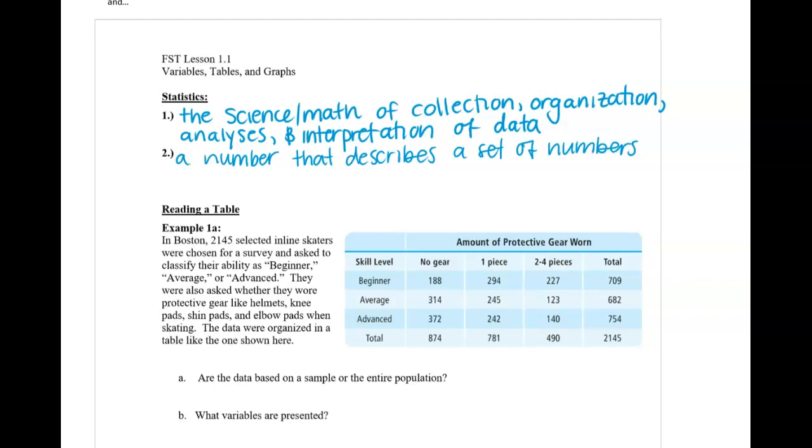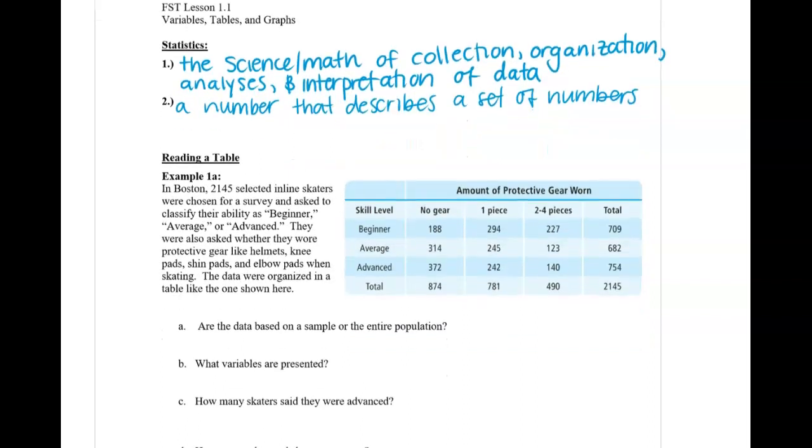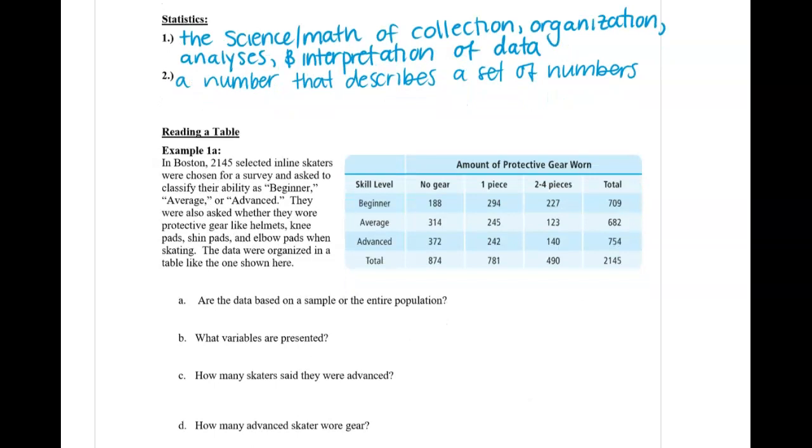So we have a table about inline skaters, which is essentially rollerblading, I think. So 2,145 inline skaters were chosen for a survey and asked to classify their ability and then say how much gear they were wearing. So we have our table. So we're going to pause for a moment and define some things on the second page that we will need to do that.